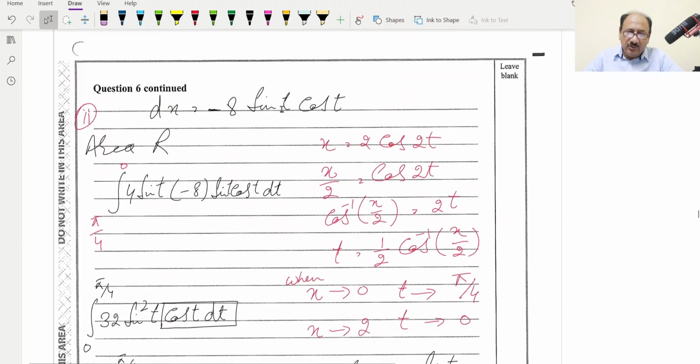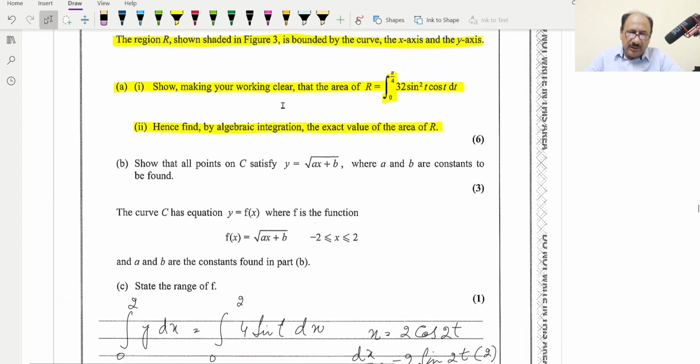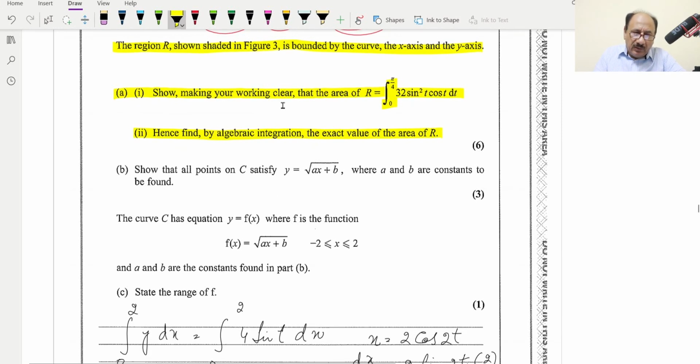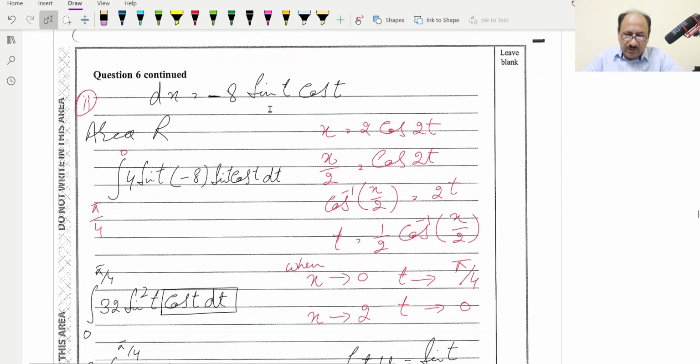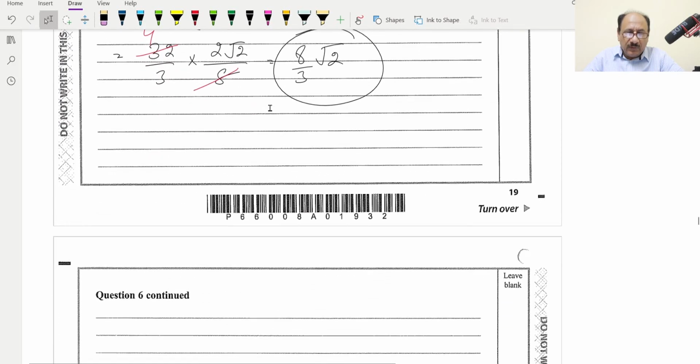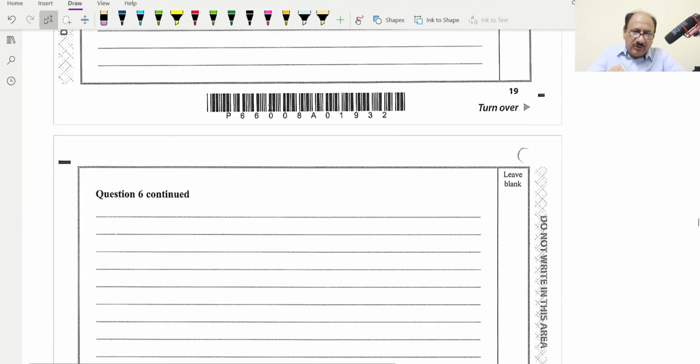Now we can go for the B part, and B part says show that all points on C satisfy this equation y is equal to square root of ax plus b, where a and b are constants to be found. So this is a 3-mark question. For the B part, we can start with the equation cos 2t, basically we will equate that one.